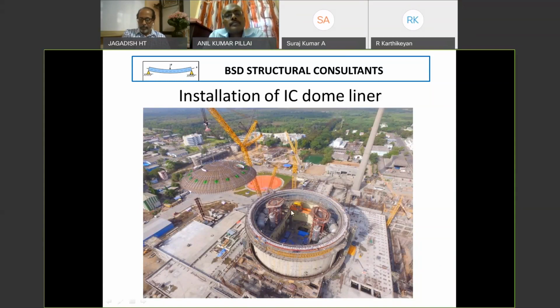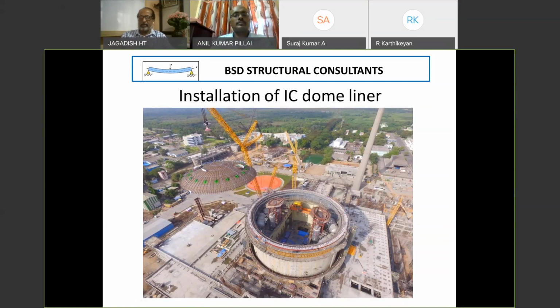Now, this particular reactor building in Kakrapara has got a lining for even the containment wall also. The containment wall also is lined by steel liner. This dome liner is also steel plate. It is integral, it's part of the concrete. So this particular steel plate liner has, you can see radial lines here. They are actually the beams stiffening the liner and making it in the shape of the dome. It is brought and kept on top, welded at the ring beam level, and then reinforcement is tied. So this is installation of the IC dome liner.